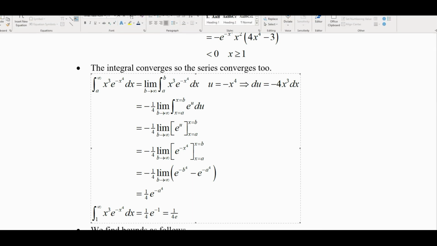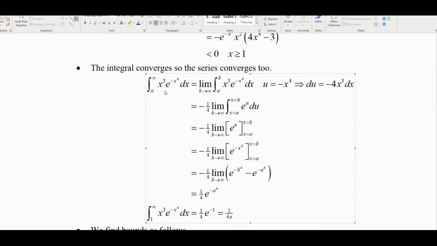Now the integral, it turns out, converges, so guess what? The series converges as well. Okay, so we want to integrate from a to infinity x cubed e to the negative x to the fourth dx. U is negative x to the fourth, du is negative 4x cubed. We got the x cubed, put it here. With the dx, put a 4 there, put a negative 4 there, put a negative 1/4 here, which you can bring out front. And then we're left with e to the u du.